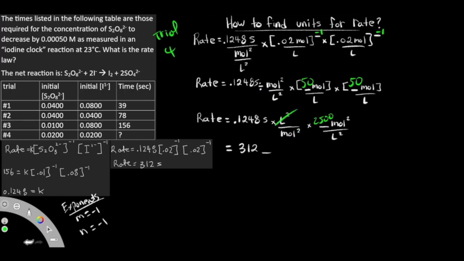Why? Because then the liters and liters can cancel out, and these moles squared and these moles squared can cancel out. So I'm just left with my 312 with these numerical values multiplying as a product, and our seconds is over there. This is the answer.